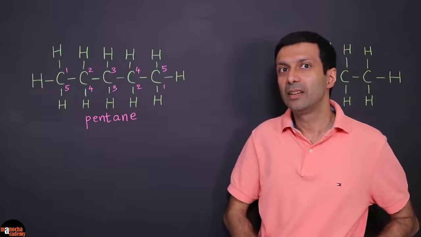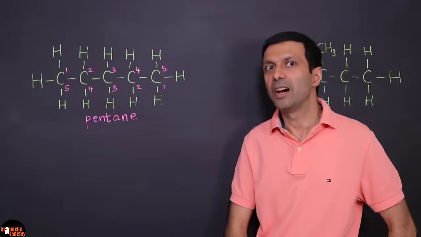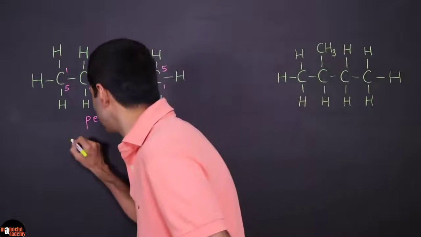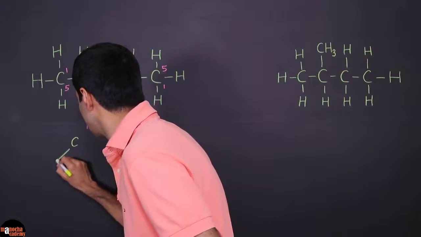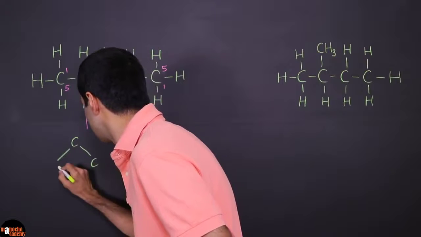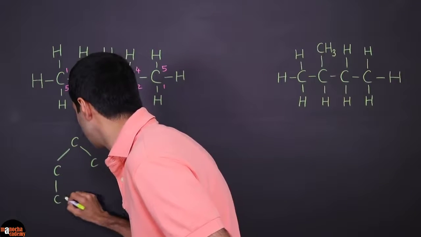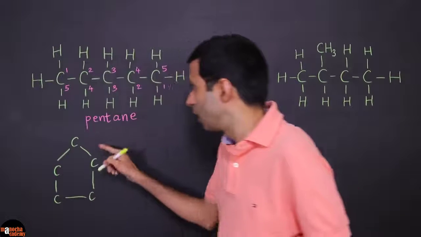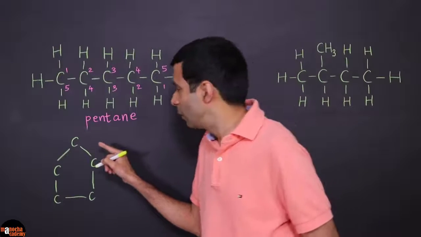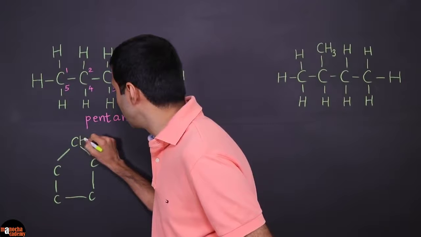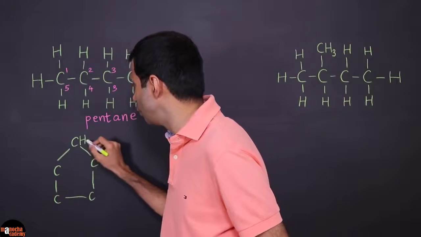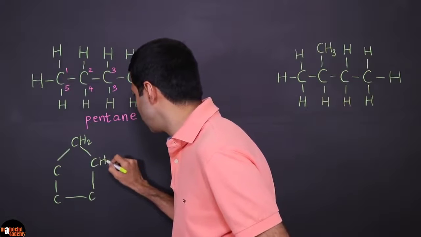But now let's say the 5 carbon atoms are arranged in a cyclic structure, something like this. And let's fill in the hydrogens so that carbon has all the 4 bonds satisfied. So 1, 2 and 2 hydrogens. Same way here.